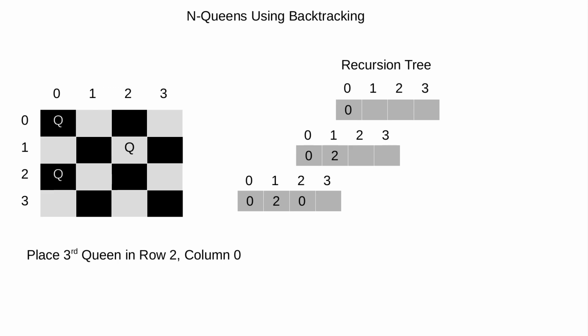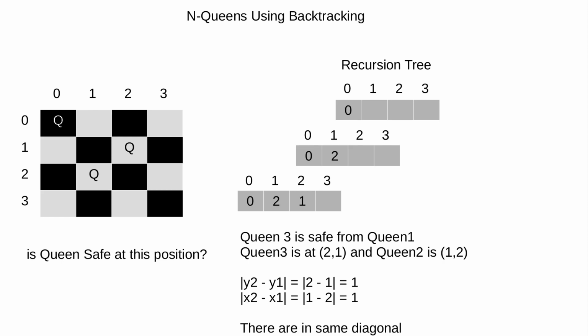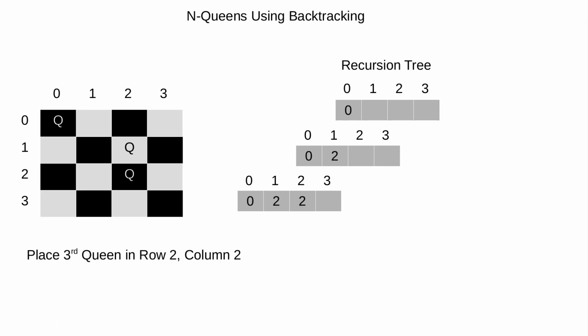Now we'll try to place the third queen in row 2, column 0. Is the queen safe at this position? No. So we'll move to the next column. So is the queen safe at this position? Again, we can check it using the formula. So queen 3 is in the same diagonal as queen 2. So we'll try to move to the next column. So is the queen safe here? Again, no. So we'll go to the next column. Is the queen safe here? Again, no.